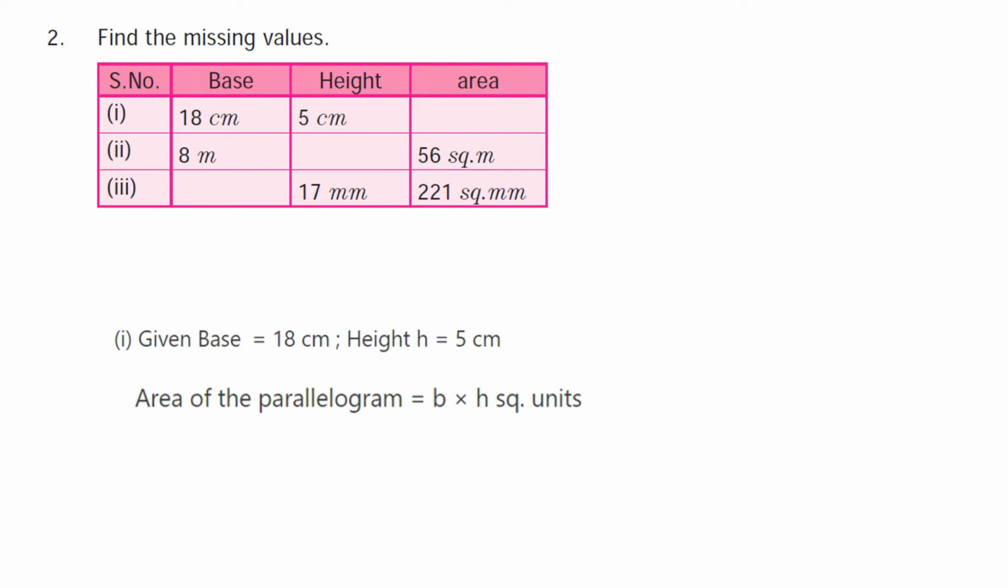Second one, find the missing value. Here base 18 centimeter, height 5 centimeter. So we have to find out the area. So first write the given: base, short form B equal to 18 centimeter. Height H equal to 5 centimeter. Formula: area of the parallelogram is B into H square units. So substitute the value of B. What is B here? 18. So 18 into H value 5. So multiply: 5 8s are 40, write 0 and carry 4. 5 1s are 5, 5 plus 4, 9. So 90 centimeter squared is the area.